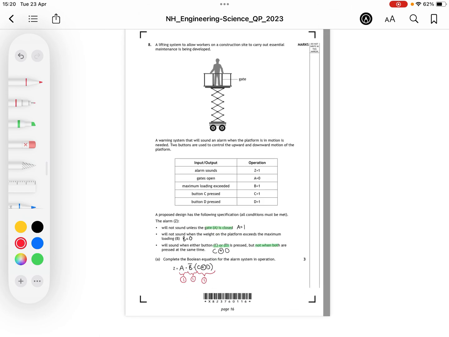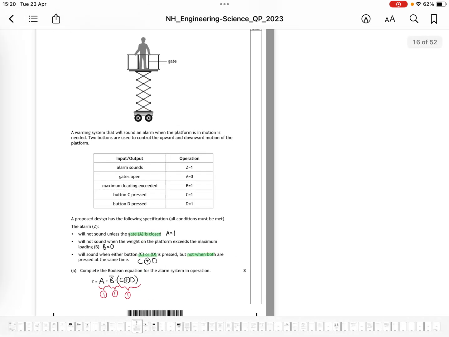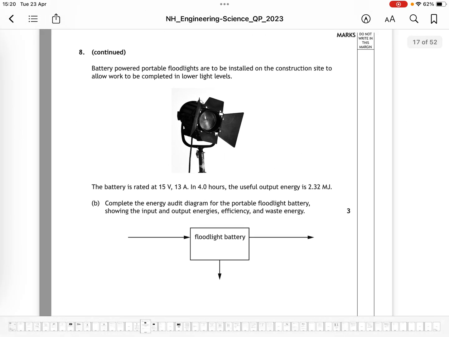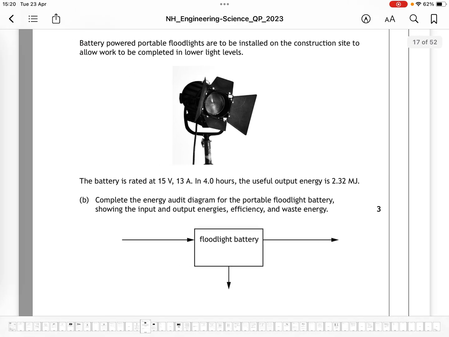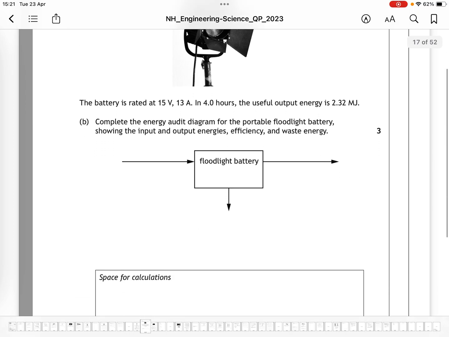The second part of 8 is an energy efficiency question where we're going to be using some energy calculations. So we've got a battery powered portable floodlight. They're going to be installed on the construction site to allow work to be completed in lower light levels. We're told what the battery rating is.